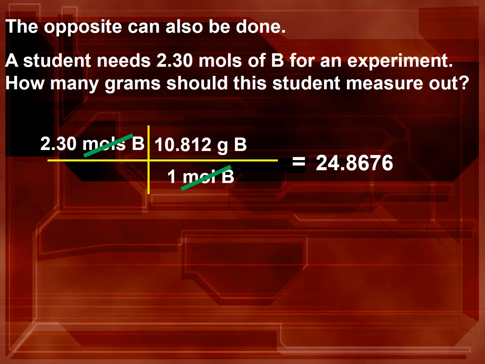Our calculator gives us this number, 24.8676, but we only have 3 significant figures. So we look at the first 3, 24.8, but wait, the 8 is followed by a 6, so it's going to have to round up to 24.9 grams of boron.